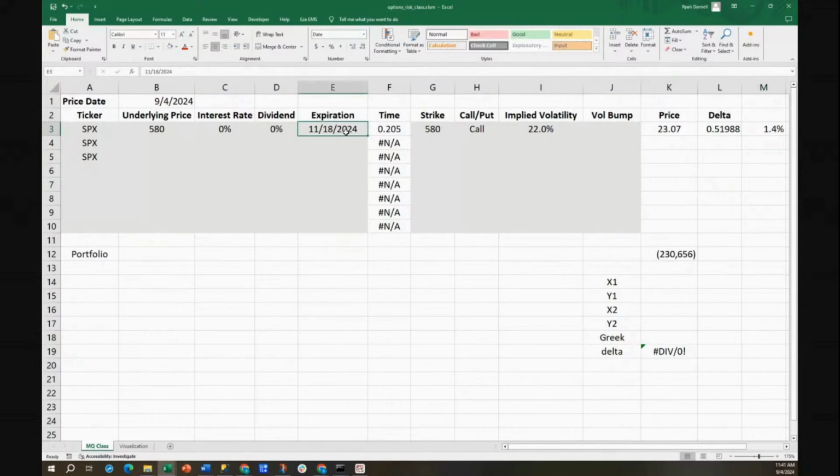Our theta is simply saying, how much do I lose in option value if I get one fewer day to price this option? So what happens if we go from 11.18 to 11.17? Suddenly I lose some option value. We were at 23.07. Now we're at 22.91. So we lost about 18 cents for one day. So we need to effectively make 18 cents trading delta to cover our theta, which was a one-day change.